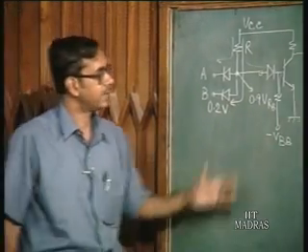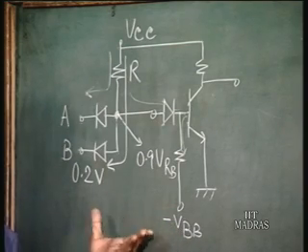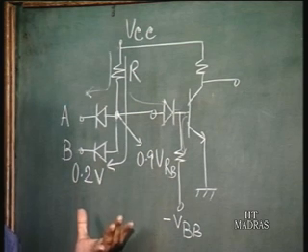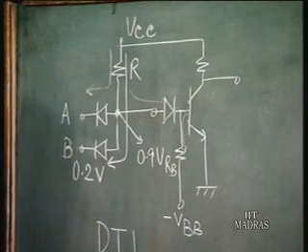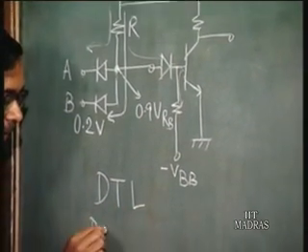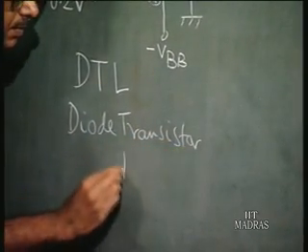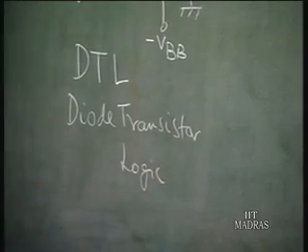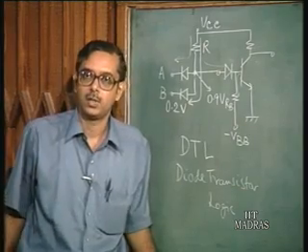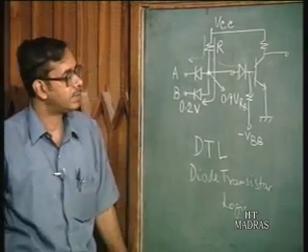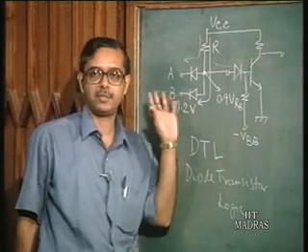But in fact, this is the basic circuit of one of the earliest logic families, called the diode transistor logic, DTL. But this has the drawbacks which I just mentioned. It is a very slow circuit because of these problems associated with switching. Now, TTL, or transistor transistor logic, is actually derived from this circuit.